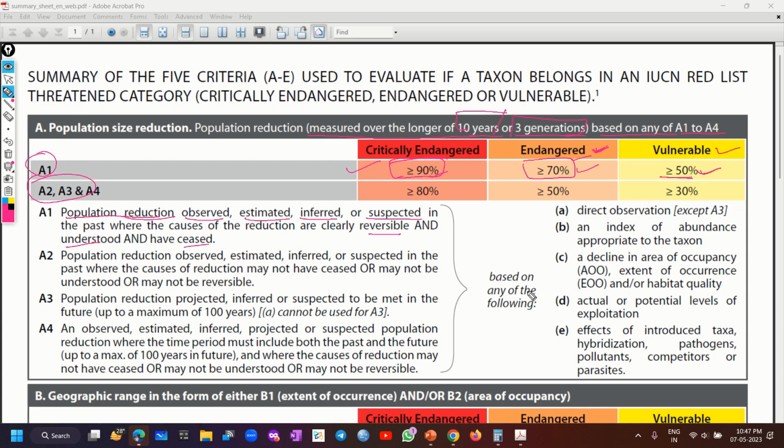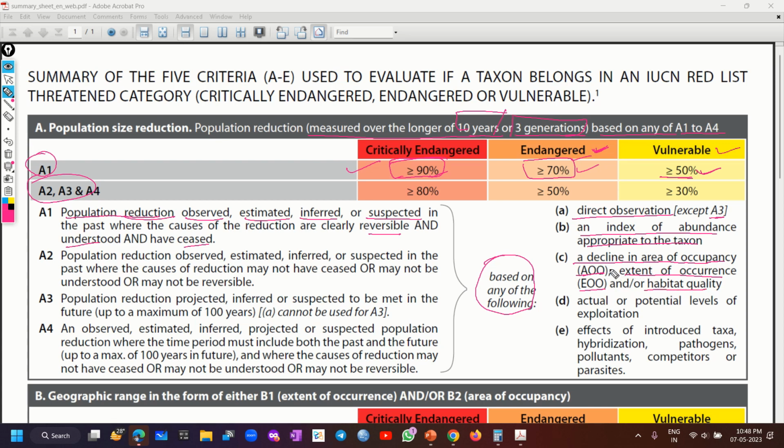Okay, so there are some observations that can be the basis. If direct observation is there, except the A3 category, which we will talk about later, an index of abundance appropriate to the taxon. So sometimes abundance is also counted, and a decline in area of occupancy, which we will discuss in the next B part, geographic range in the form of either B1 or B2. Okay, so area of occupancy AOO, and extent of occurrence EOO, and habitat quality.